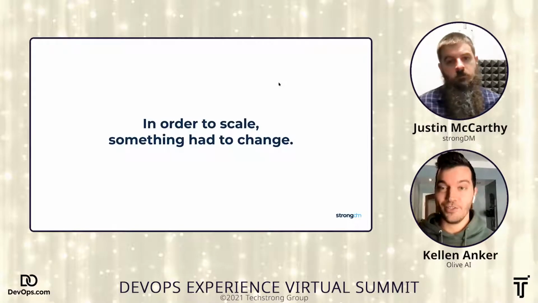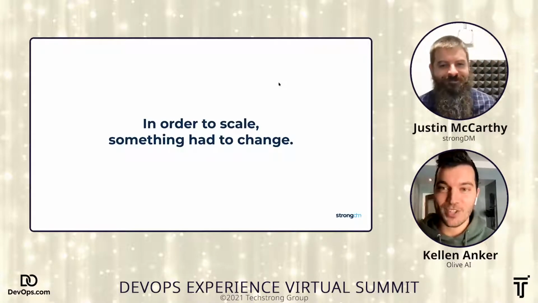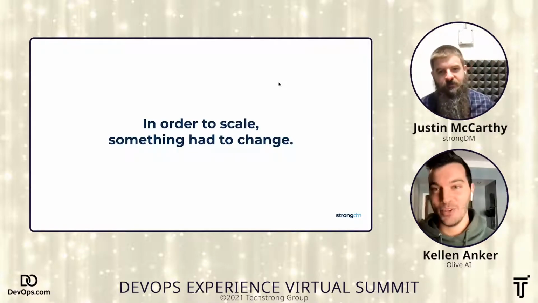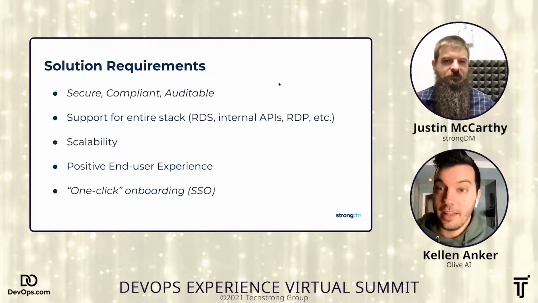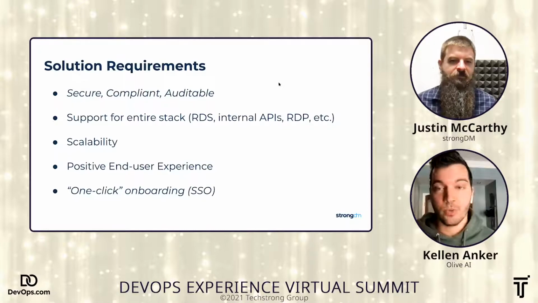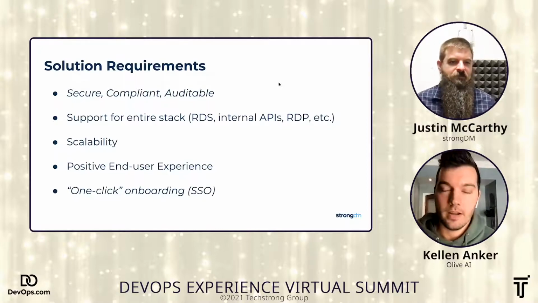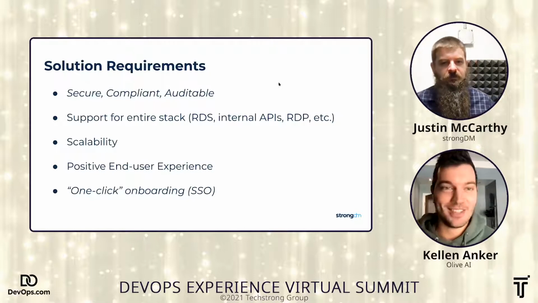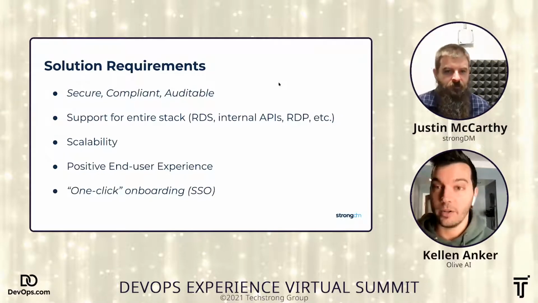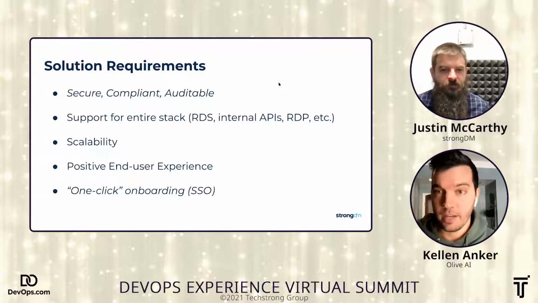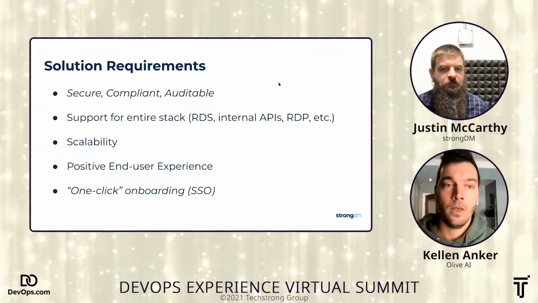So, right, the tagline here: in order to scale, something had to change. We knew we needed to introduce a new solution to these problems. And with any product we chose, there were some requirements that it had to fulfill, right? The first and foremost, number one, and emphasized in italics, is it had to be secure, compliant, and auditable. It had to offer full auditability of our systems. Being a HIPAA compliant organization, this was paramount, and there was no flexibility here.